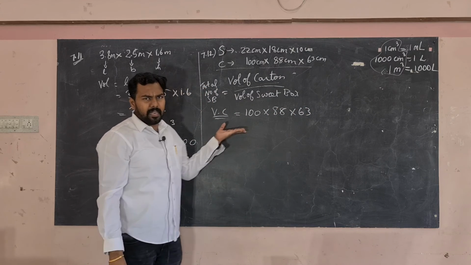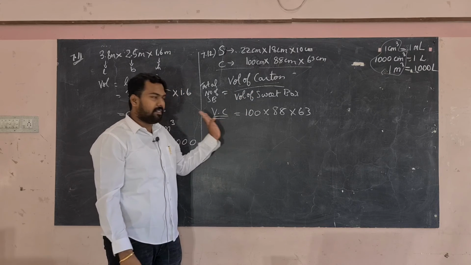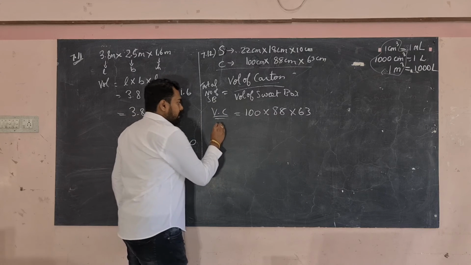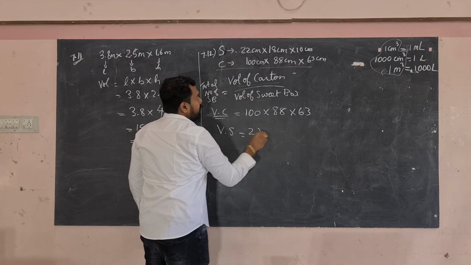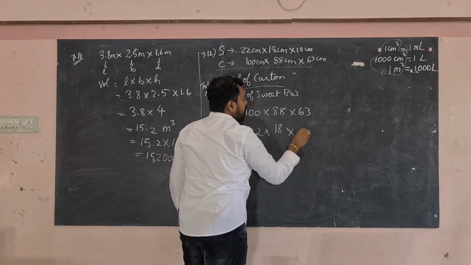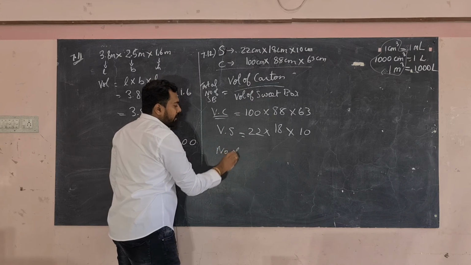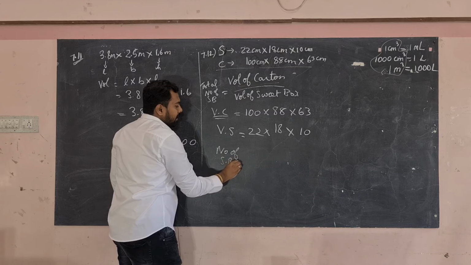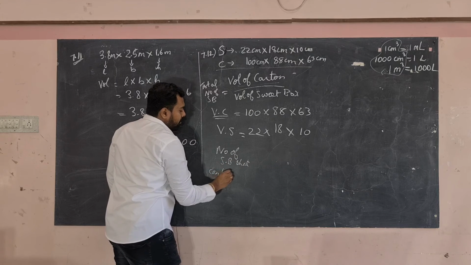Okay, you need not multiply because we are going to divide by the volume of sweet box. So this is the volume of carton. Okay, next volume of sweet box, which is 22 into 18 into 10. So namak enna veno? Number of sweet box that can be accommodated.